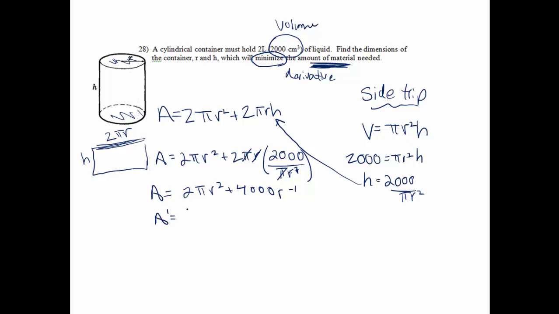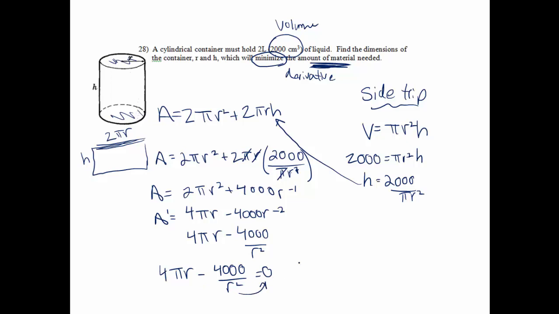So the derivative of 2 pi r squared is going to be 4 pi r. The derivative of 4,000 r to the negative 1 is negative 4,000 r to the negative 2. I'm going to rewrite that as 4 pi r minus 4,000 over r squared. Whenever we want to optimize something, we're going to take the derivative and set it equal to 0. So take 4 pi r minus 4,000 over r squared and set it equal to 0.